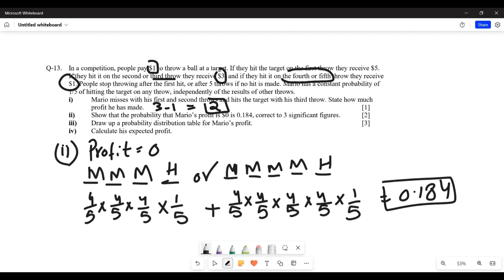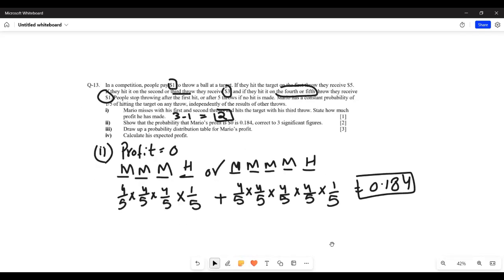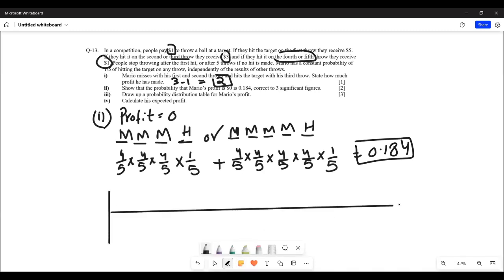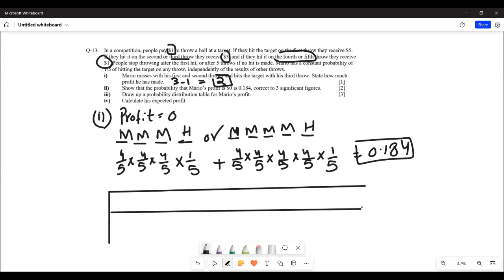Draw up a probability distribution table for Mario's profit. So if he gets $5 back, then it's a profit of 4. So profit in the top row. If he hits the ball at the first throw, then he gets $5 back and the profit is $4. So I'm going to start with the table with $4 profit.